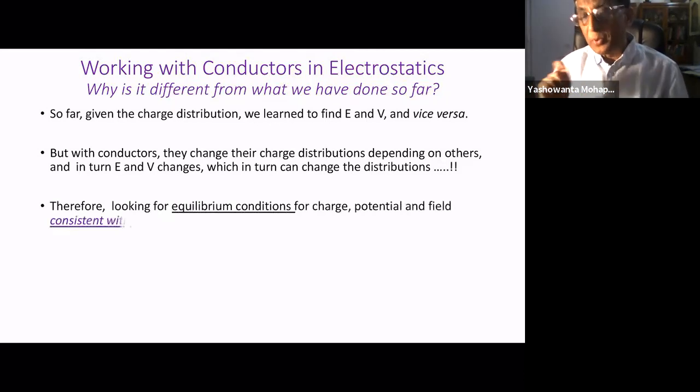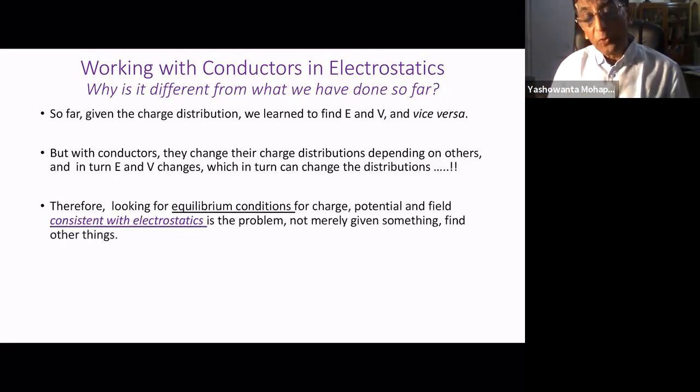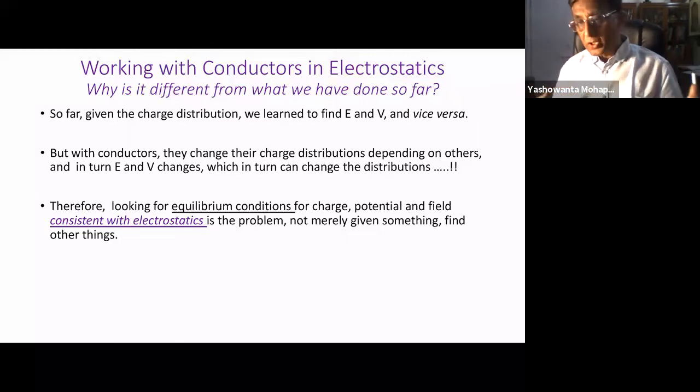Therefore, in the problem with conductors and conductor problems, we look for equilibrium conditions for charge and potential. Of course, that is true for electrostatics as a whole. This is consistent with electrostatics. That is the problem. So it is not merely given something and find other things. The arrangement should be such that it is consistent.